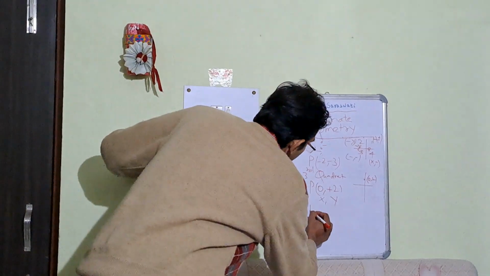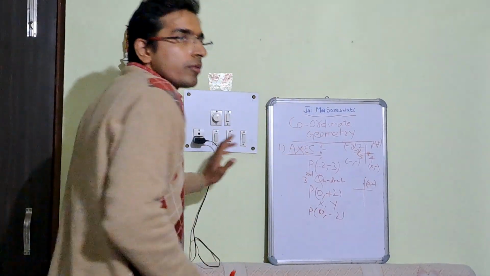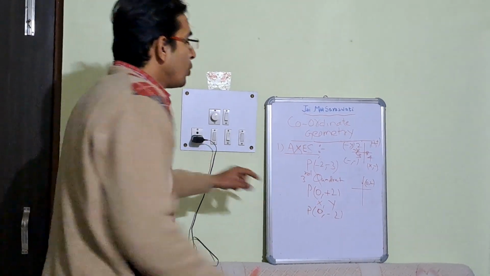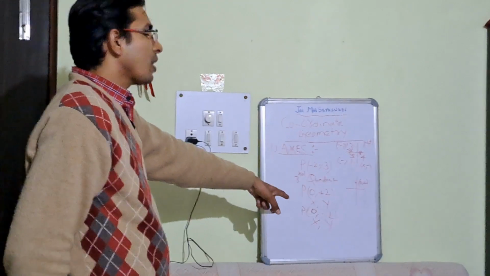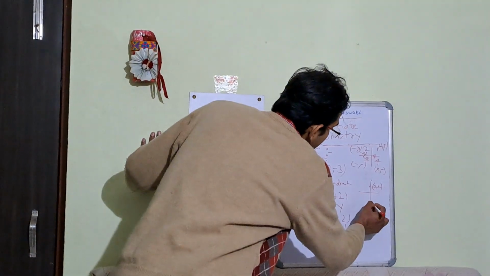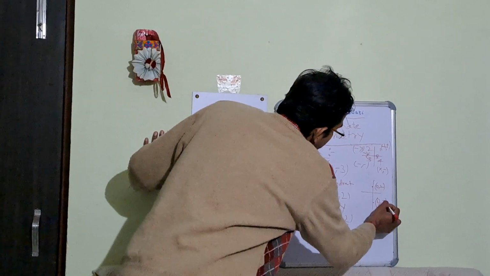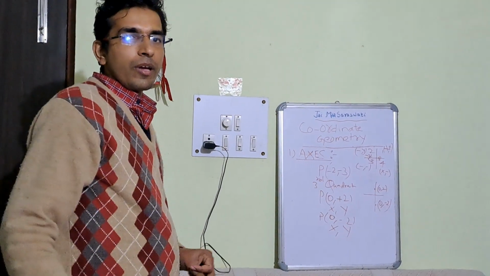Suppose P 0, minus 2 is given. Again the same concept we have to apply here. X value is 0 and y value is minus 2. So this particular point will lie on the y-axis only, but in the negative direction, that is 0, minus 2. Understood? So this is one example.